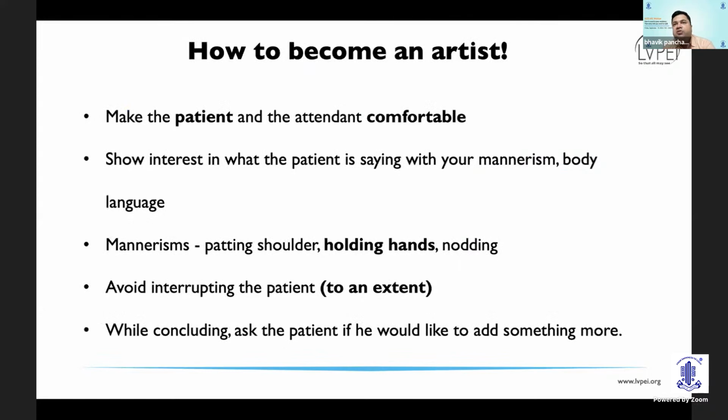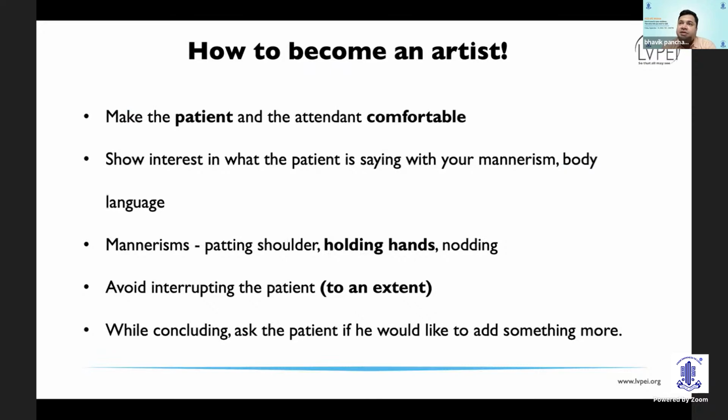So the question is, how does one become an artist? Make the patient and attendant comfortable. Show interest in what the patient is saying with your mannerisms and body language. Right? Simple mannerisms like patting the shoulder, holding hands, nodding. Basically, you have to understand whose hand you can hold, and that there are certain things you need to take care of.